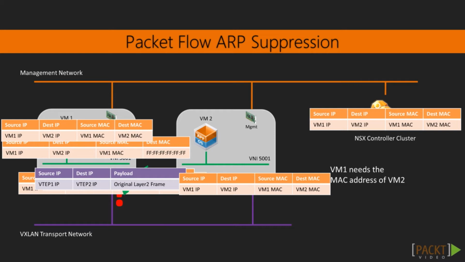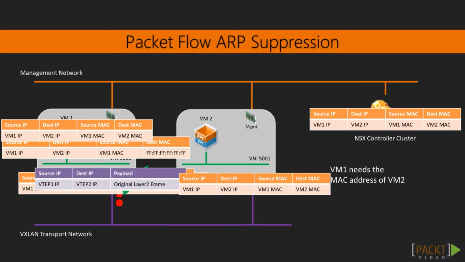This frame is going to go onto the VXLAN and the VTEP is going to pick this one up. Instead of sending out a broadcast, the VTEP is going to take a closer look at it and figure out, okay, this is an ARP who-has request. I can actually answer that in many cases. So what the VTEP is going to do next is leverage the management network to talk to the NSX controller cluster and forward the ARP who-has requests to the NSX controllers.